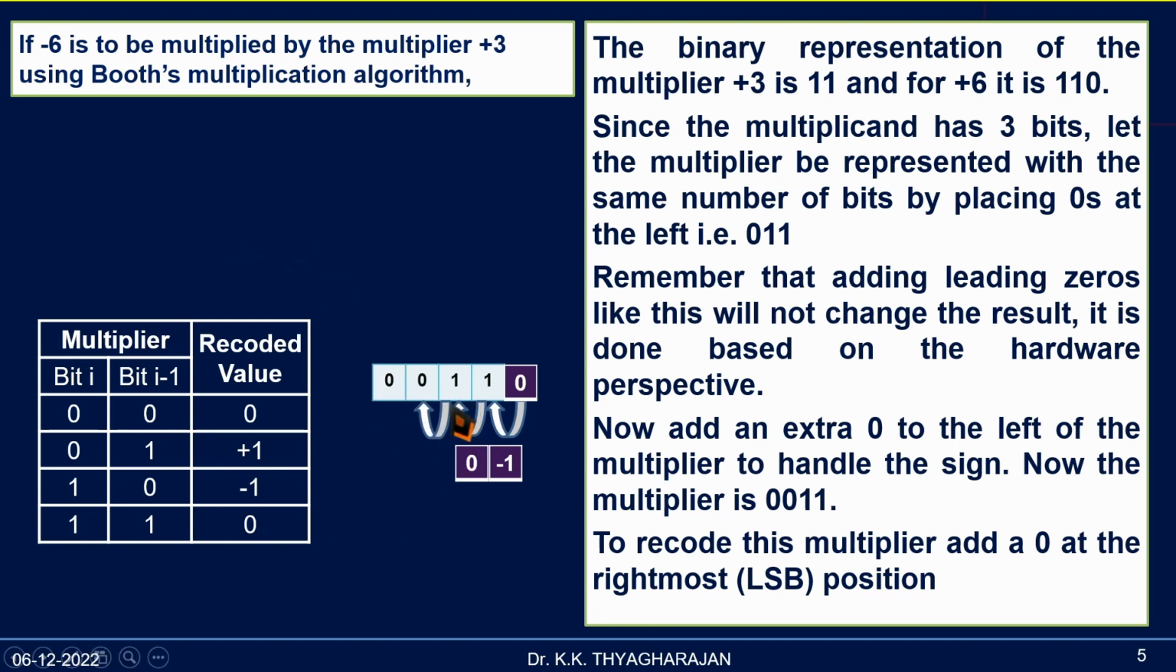Similarly, to recode this bit, third bit, this is the ith bit, this is I minus 1 bit. So 0, 1. So it should be recoded as plus 1. Now you consider these two, it will be recoded as 0. So if you put many zeros in the left side, there will not be any effect after this, because after this all will be 0 only. So this is the final recoded multiplier.